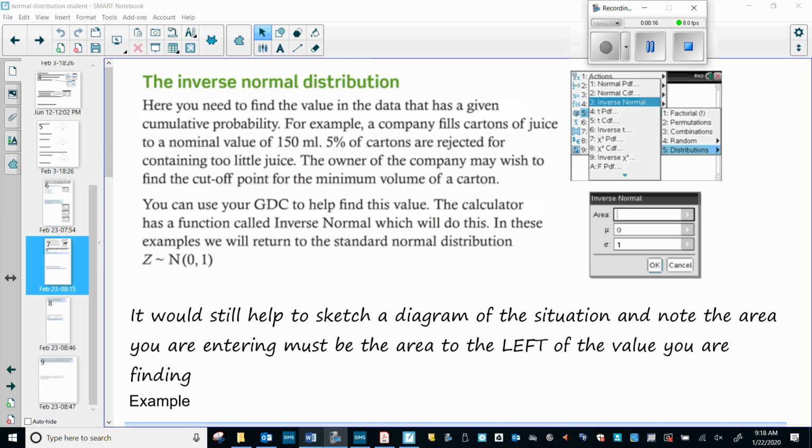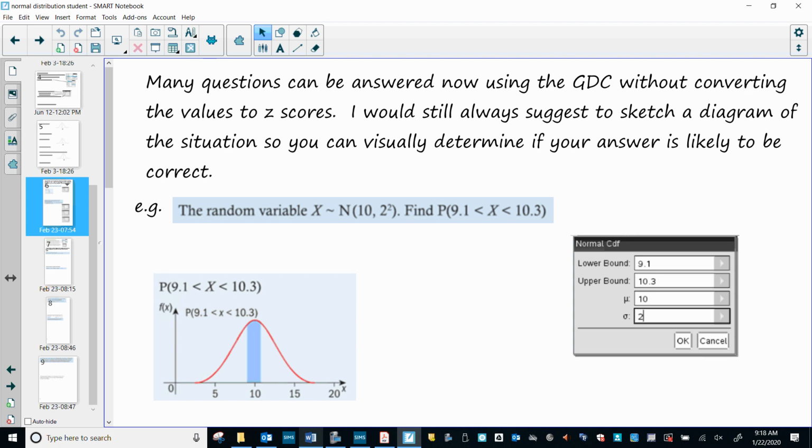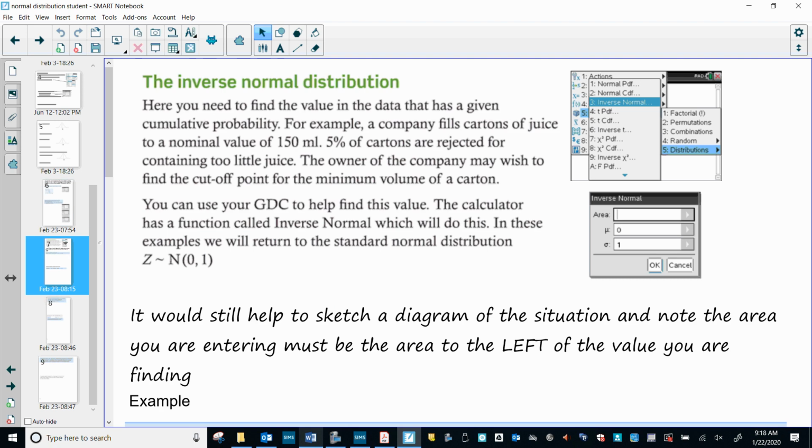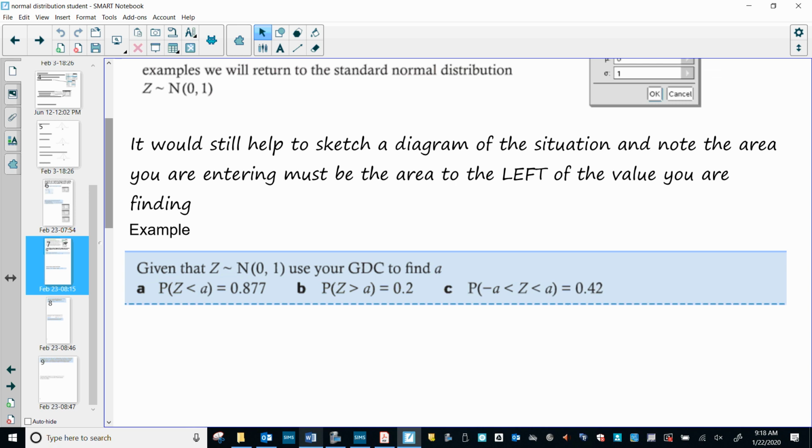Okay, so these ones, we were given values and asked to find the probability of something going on. These kinds of questions, we're told the probability and asked to find which values we're talking about. So that's what inverse normal distribution is all about. So, where are we going? Let's just hit our example.